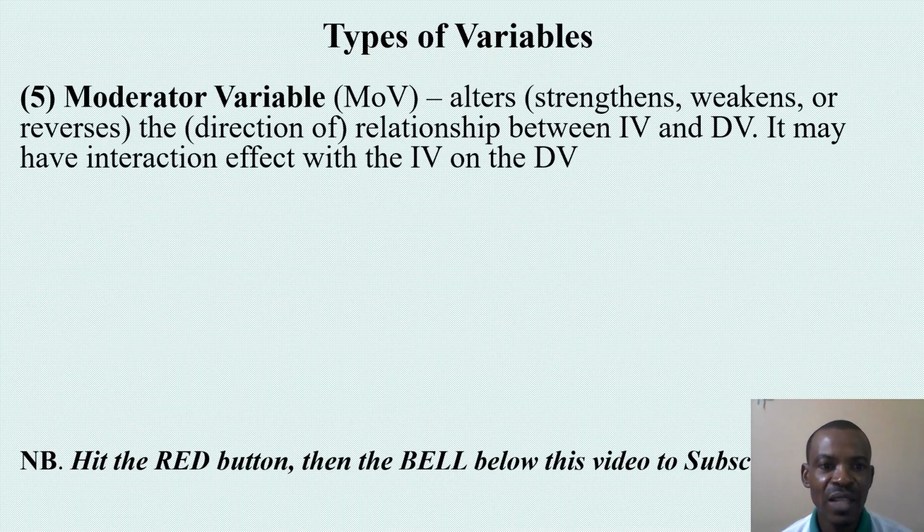All right, another type of variable that is important here is the moderator variable. It is defined as that variable that alters. In altering, it could strengthen, weaken, or reverse the direction of the relationship between the independent variable and the dependent variable. It can be that variable that interacts with the independent variable to have a change on the dependent variable. So that's just the definition. A moderator is something that changes how IV and DV are linked.